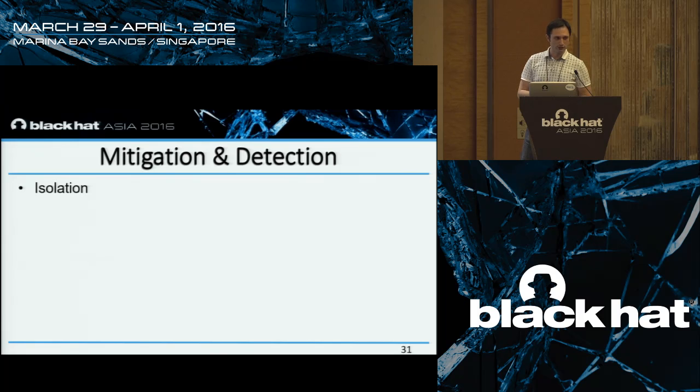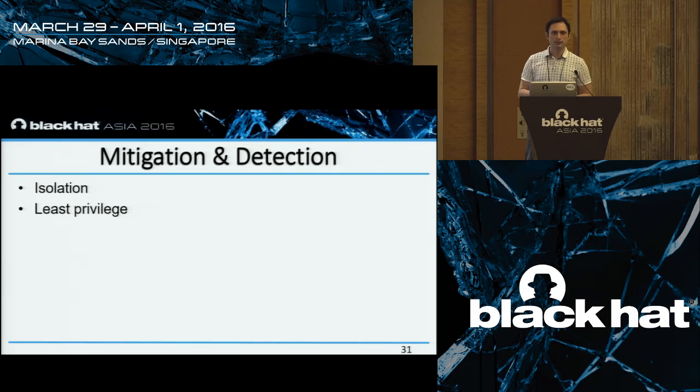So for the mitigation and detection, the first thing we can do is isolation. It is very important, and now the modern extension architectures introduced very good isolation. For Firefox, they haven't migrated yet, but probably they will. But isolation also doesn't completely solve the problem. So there are other things that we need to do.